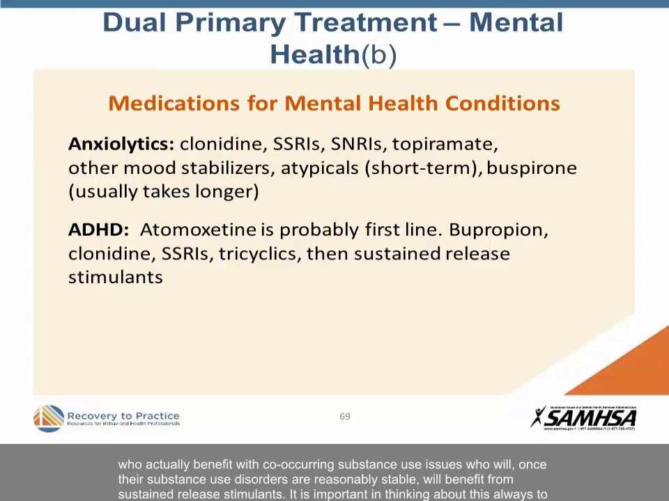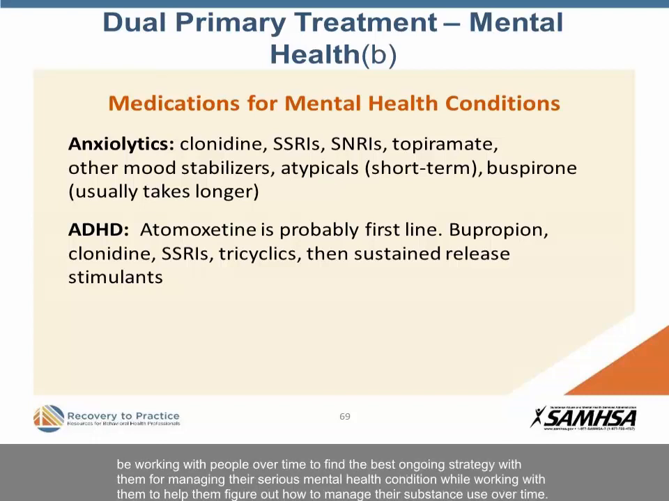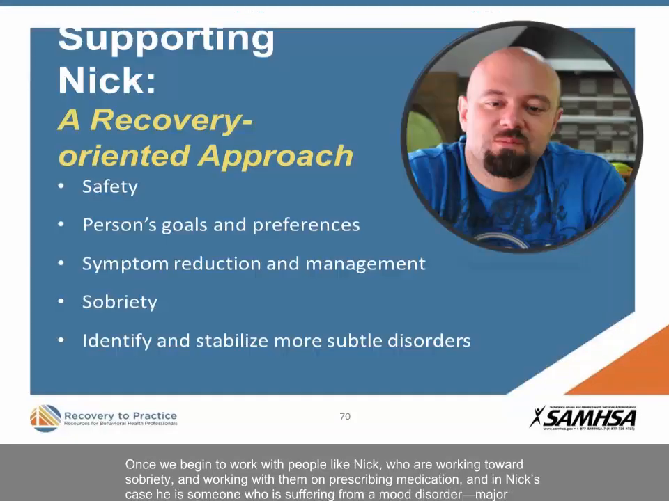So it's important in thinking about this always to be working with people over time to find the best ongoing strategy with them for managing their serious mental health condition while working with them to help them figure out how to manage their substance use issues over time. Okay?